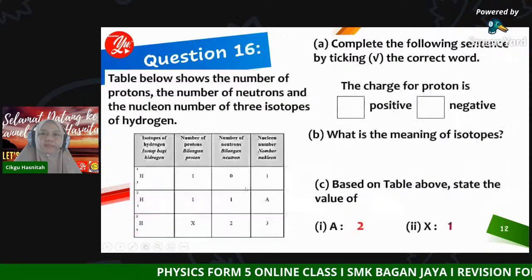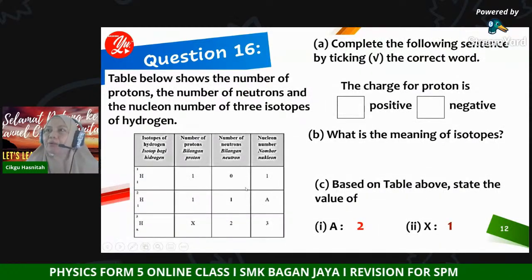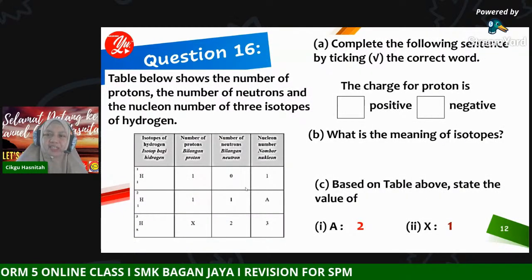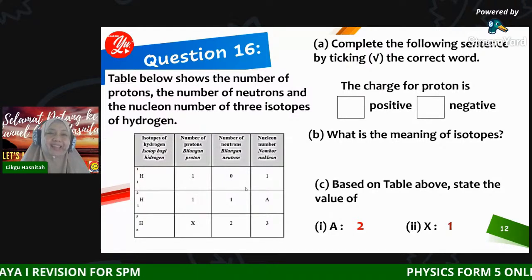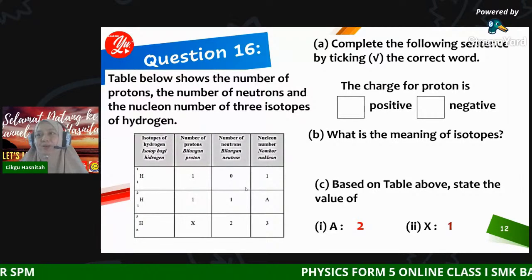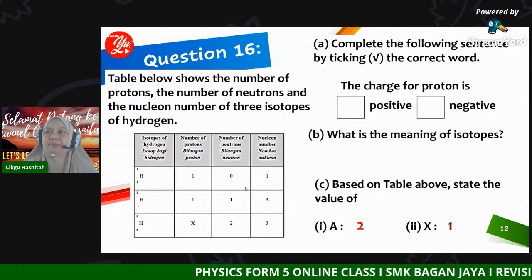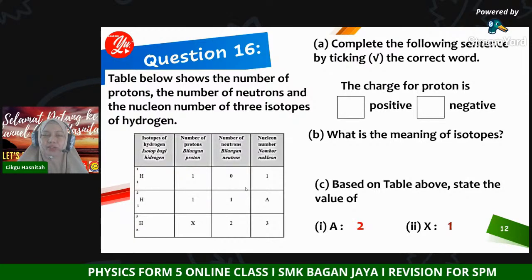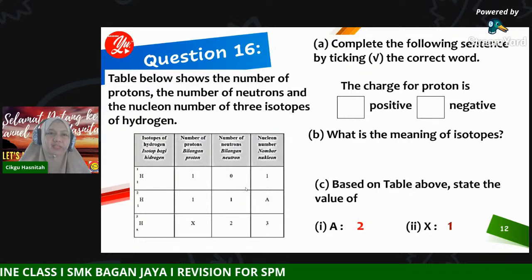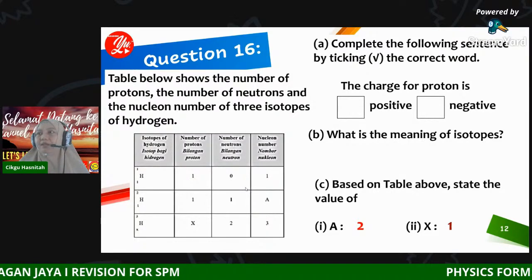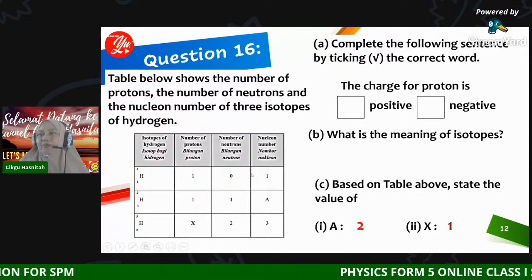Alright. Now we go to question 16. Actually, this is supposed to be question 13, but I don't know why I typed question 16, so it's okay. It's not a big problem. Again, this is an essay question on the final chapter, the last chapter, radioactivity. So first and foremost, you are given this table.